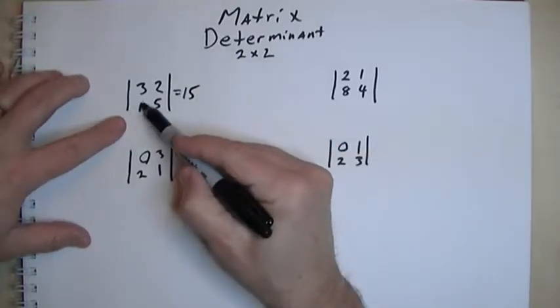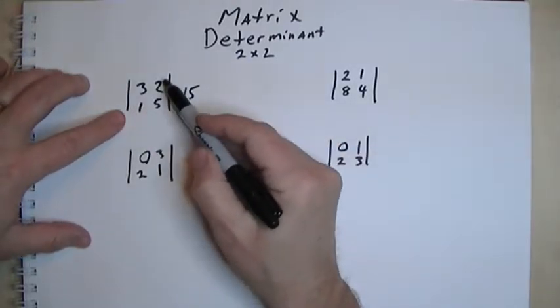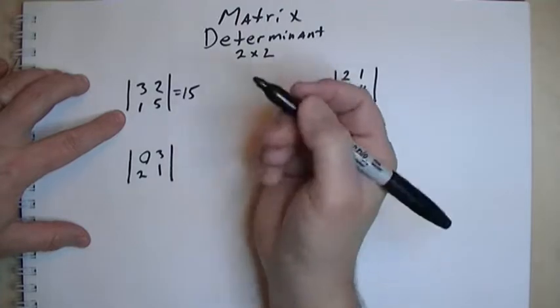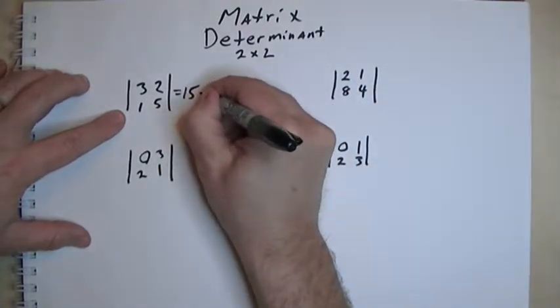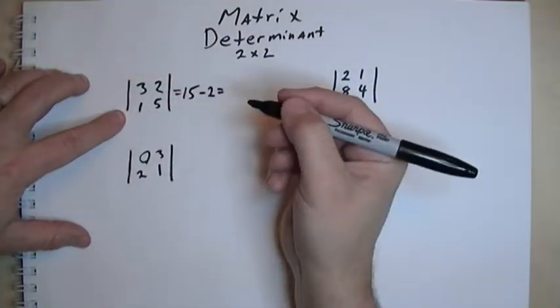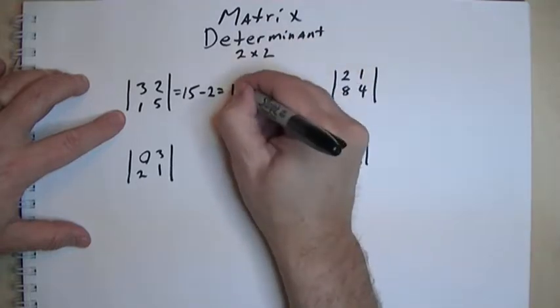Then we multiply the other diagonal, the one that starts in the lower left, goes to the upper right. 1 times 2 is 2. And we simply subtract those numbers. So the determinant of this matrix is simply 13.